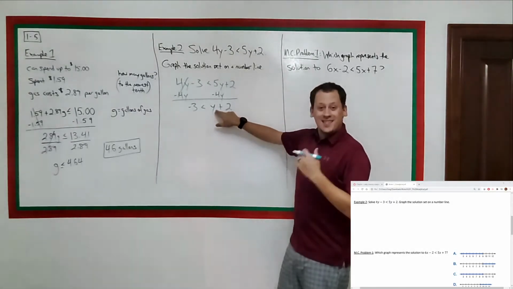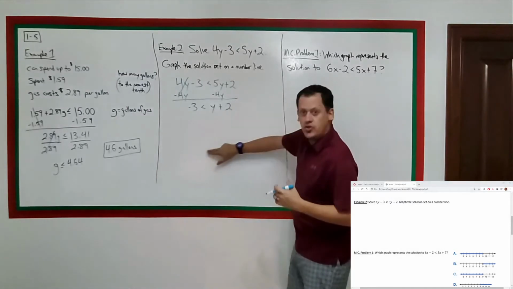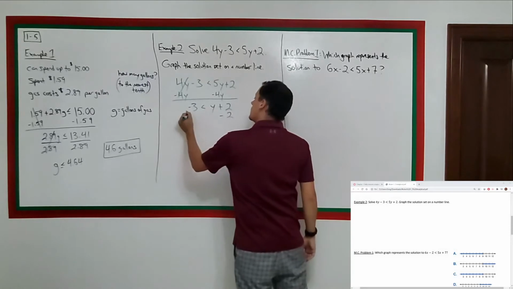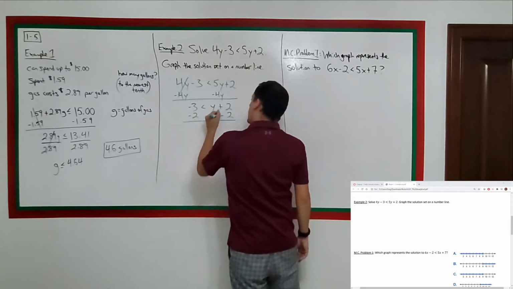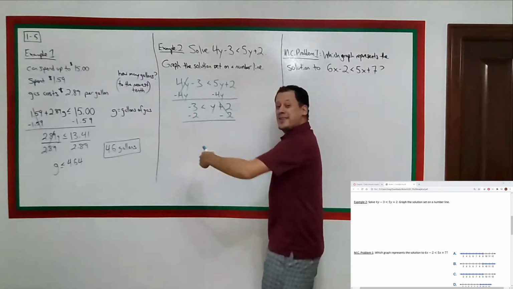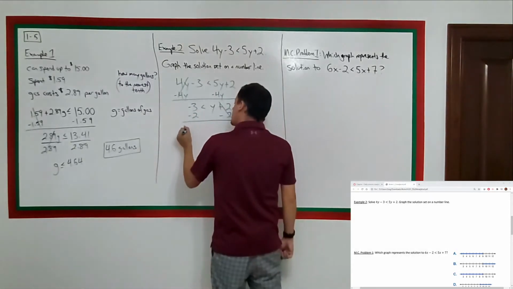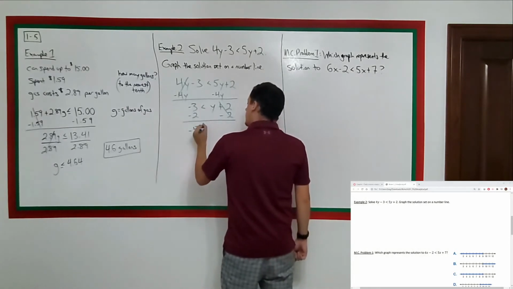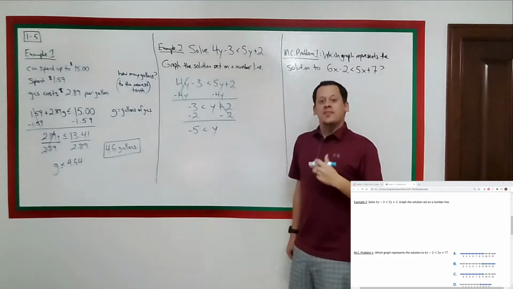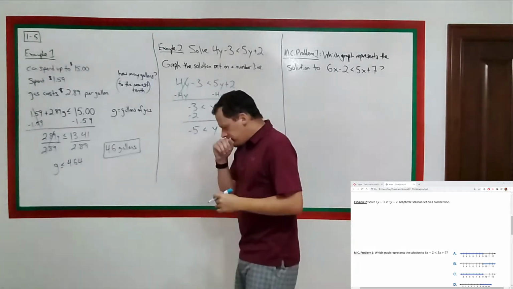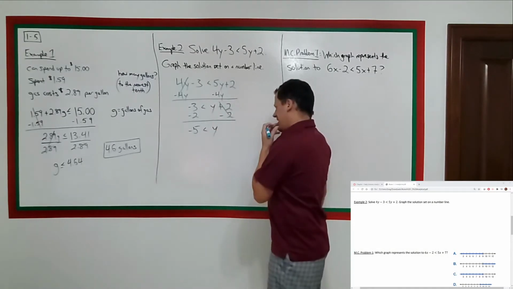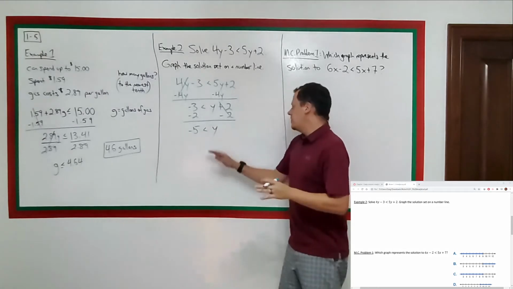We want this y by itself. So now this 2 needs to move over here. And since it's a positive 2, we subtract 2. Those are going to cancel out this time. Negative 3 minus 2 more puts us further into the negatives at negative 5, less than y. So we have negative 5 is less than y. So we now have y by itself. We've got this.